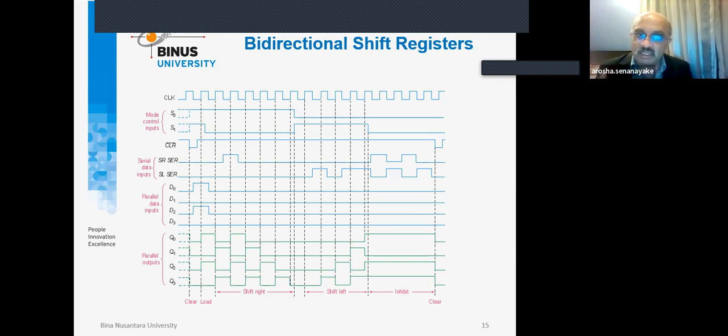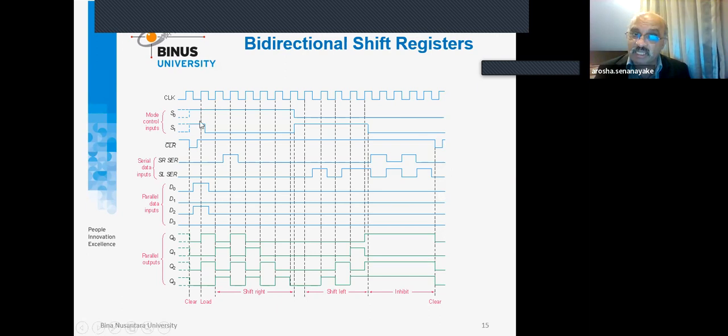So then of course, we should always start with the clear signal. Clear signal means that no matter what the data are, there will be no operations at all. Then the load will happen. You can see here, values will be loaded. Depending on the combination of S0 and S1 values, different operations will happen.